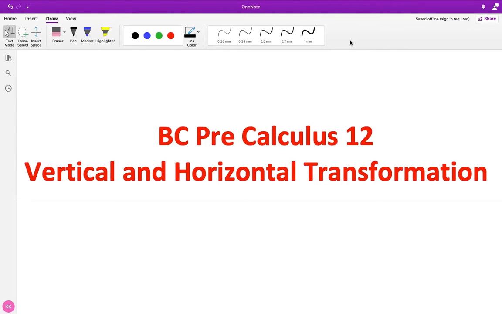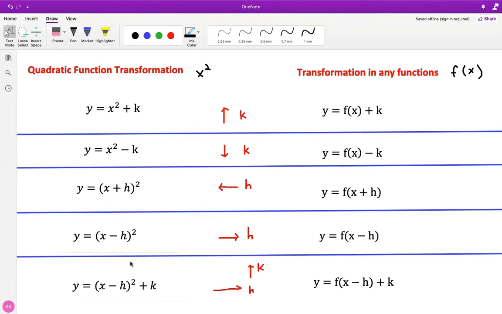So for this video, I will introduce you to BC Pre-Calculus 12, and the very first chapter, you are going to learn function transformation. In this video, I'm just going to focus on vertical and horizontal transformation. Function transformation may look tedious to you guys, but basically you learned this in Pre-Calculus 11.